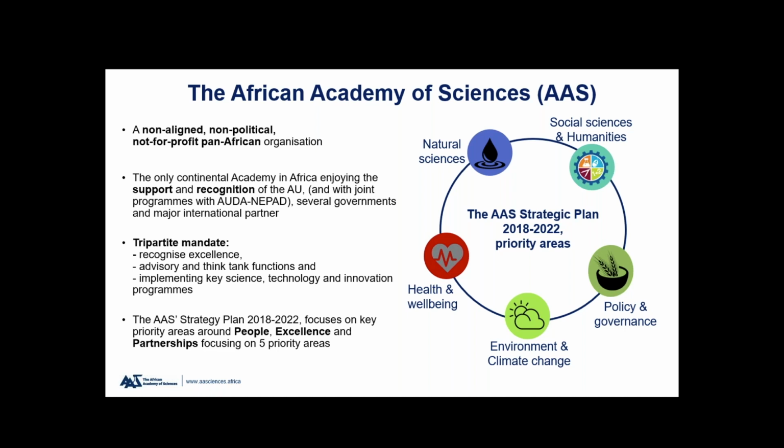Our mandate covers 3 main areas: recognizing excellence, advisory and think tank functions, and lastly, implementing key science, technology, and innovation programs. The AAS strategic plan 2018 through 22 focuses on key priority areas around people, excellence, and partnerships, and we really pride ourselves in that. These are just some of the areas on your screen that we focus on as priority areas, including environmental and climate change, as well as policy and governance.